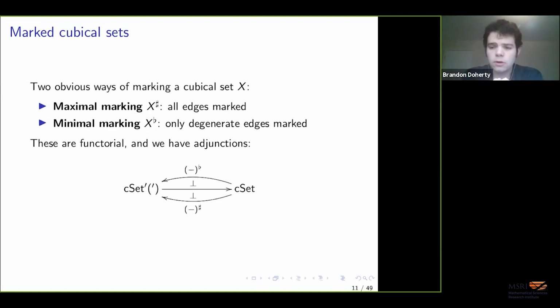Right, so let's talk about some basic facts about marked cubical sets. A lot of these pretty much just work the same way as with marked simplicial sets. There are two obvious ways of getting a marking on an arbitrary cubical set X. There's the maximal marking, which we denote by X sharp, where we just mark all the edges of our cubical set. And then there's the minimal marking that we denote by X flat, where we only mark the degenerate edges. These constructions both give us functors from cubical sets to marked cubical sets or to structurally marked cubical sets. And we have a pair of adjunctions. The minimal marking is left adjoint to the forgetful functor from marked cubical sets to cubical sets, and the maximal marking is right adjoint to the forgetful functor.